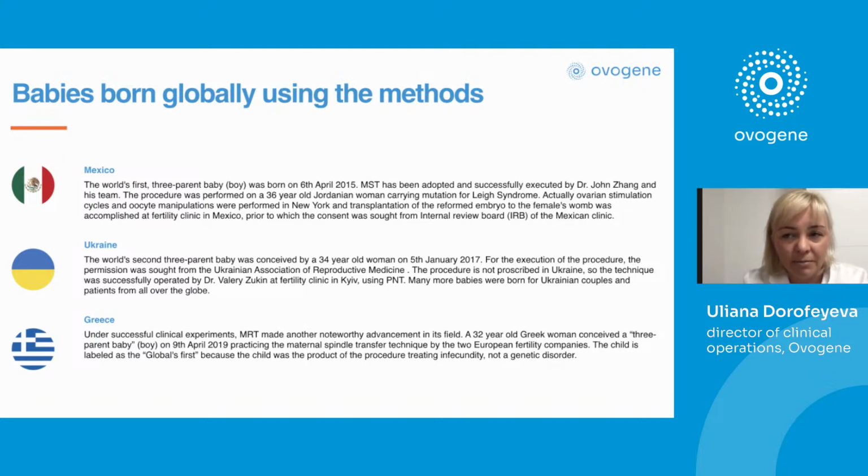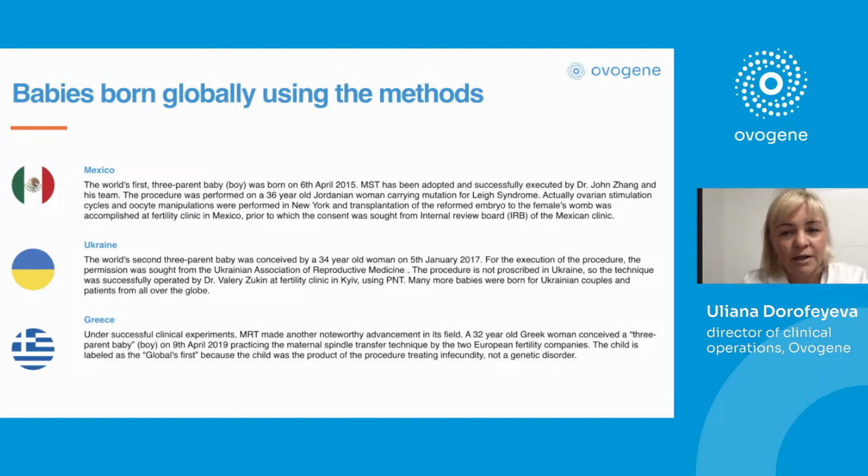We have publications and different groups are working. It's still a very regulated topic. However, the first world baby, called a 3-parent baby boy, was born on the 6th of April 2015.